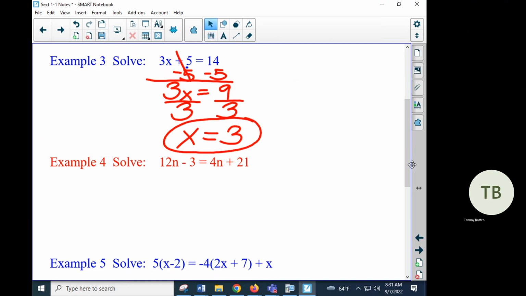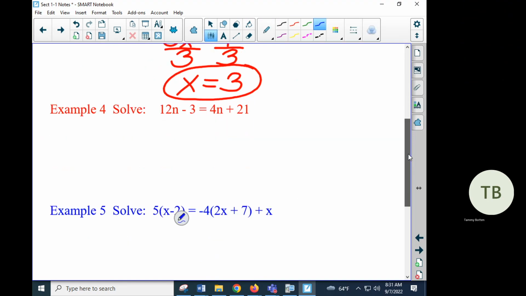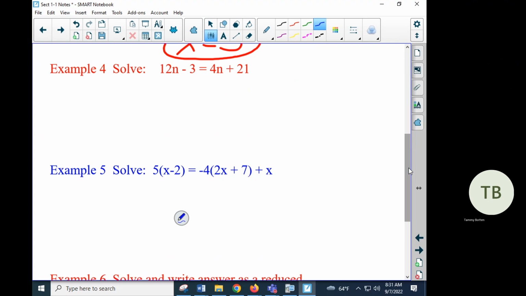Okay. This next one, we have a variable on both sides. So what you would want to do there is just bring your variables to one side. It doesn't matter which side. I typically would bring the smaller one to the bigger one. So I'd bring that 4n over. How do I do that? Yep, so I'd subtract 4n.